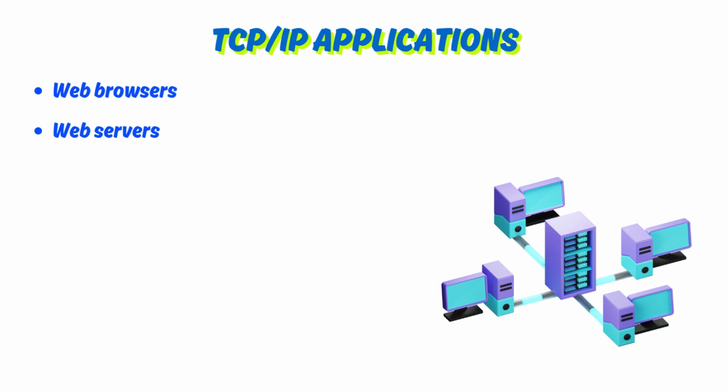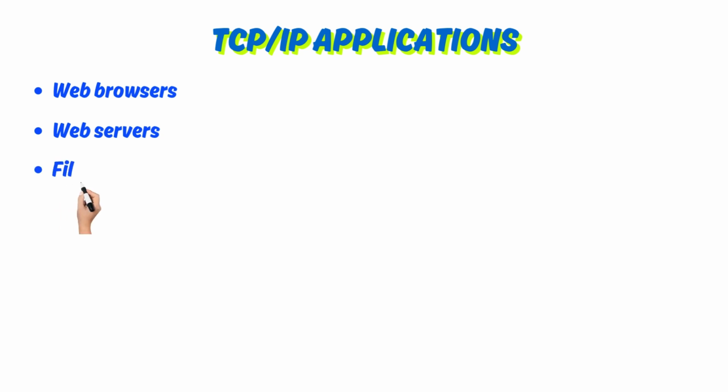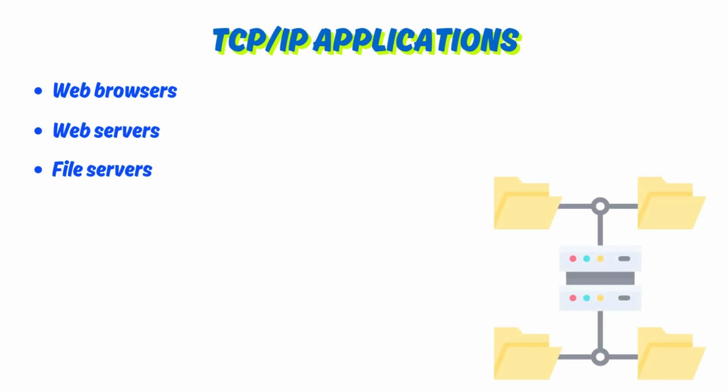The third application of TCP/IP protocol suite is the file server. File servers are used in offices, schools, and networks to store and manage files centrally. When you upload or download a file using FTP, SFTP, or a Windows shared folder, you are actually using TCP/IP protocols like FTP or SMB to transfer data securely between computers.